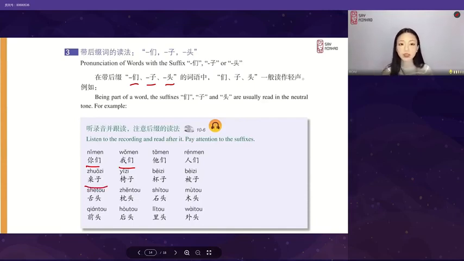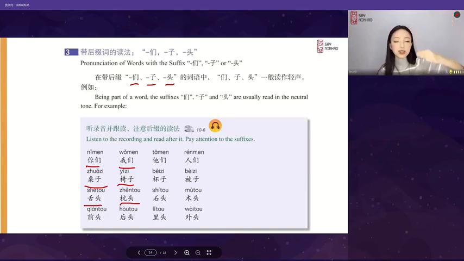Let's see the suffix 子. 桌子, we just learned it today, means table, desk. 桌子, z is the neutral tone. And 椅子, we learned it in last lesson, which means chair. 椅子, z is the neutral tone too. Next one, 舌头. Actually, 头 is a second tone, but when it is a suffix, it is a neutral tone. 舌头, it means tongue. Next one, 枕头.